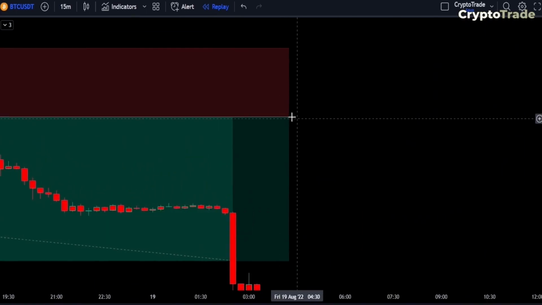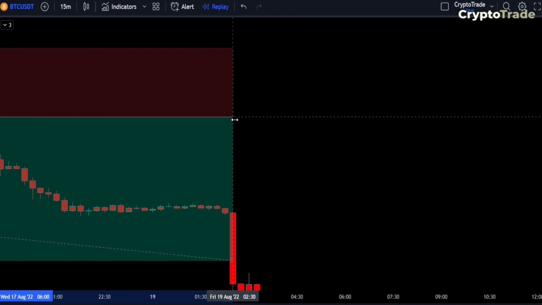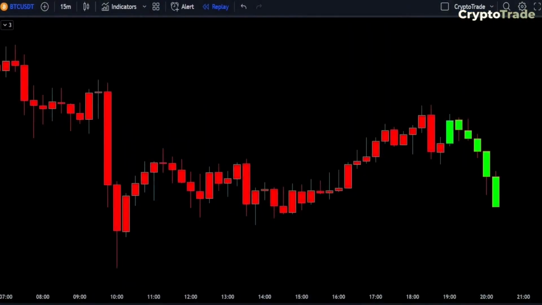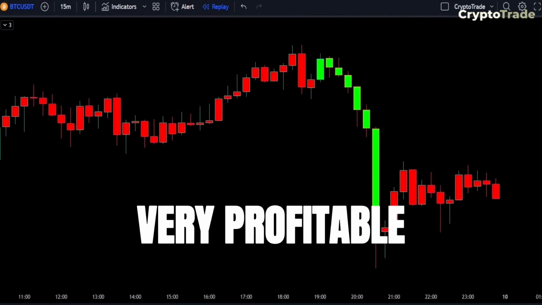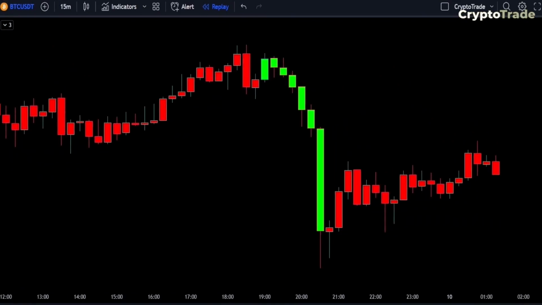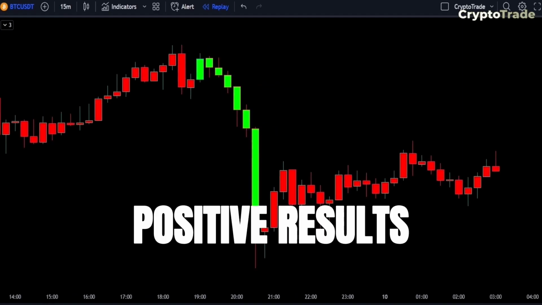The market has reached the target and the trade has been closed with profit. As you can see, this strategy is quite simple to follow, but very profitable. Use this proposed strategy if you are interested in having very positive results.